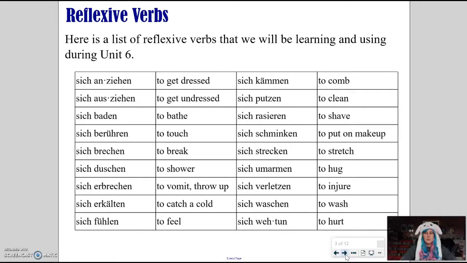Moving forward in your German studies, if you see a vocabulary list and you see sich in front of a verb, this is going to indicate that it is a reflexive verb. Again, this is just a list of the verbs that we'll be working on in Unit 6. There are many, many reflexive verbs in the German language that you will see from here forward reflected on vocabulary lists.